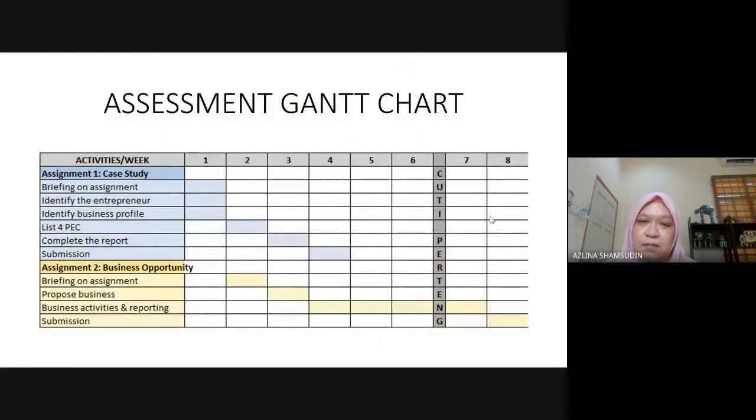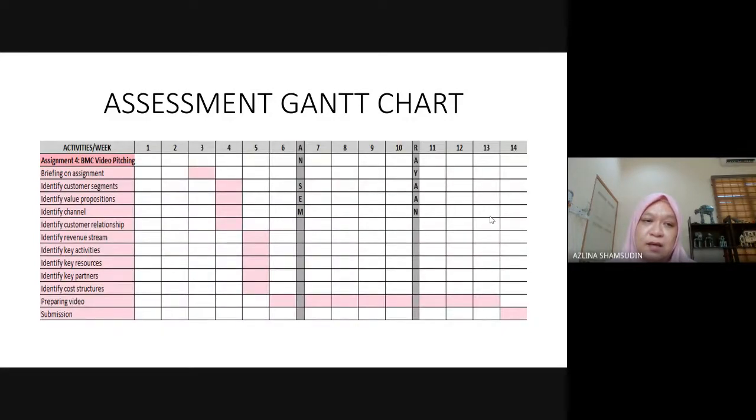A little bit of suggestion is the Gantt chart for you to do your assessment. First you do assignment 1, then you can do assignment 2, and then the video pitching. The reason we start early for the BMC is that we learn the BMC early, in week 2. So you can show me points of what you want to include in your BMC. For the first progress you show this 4, then there are 4 more, and so on. After that you prepare the video until you can submit it in week 14. If you fill it in early, that's good so that I don't have much work in week 14.